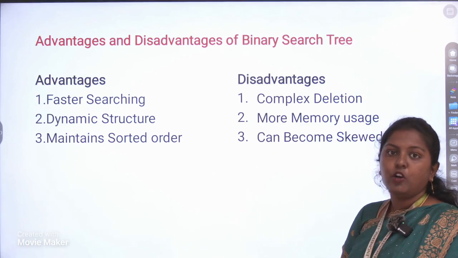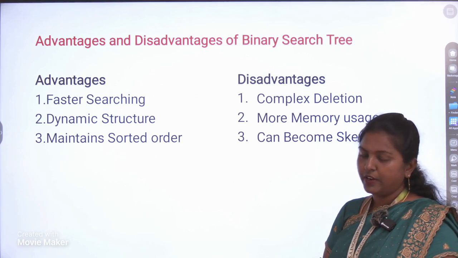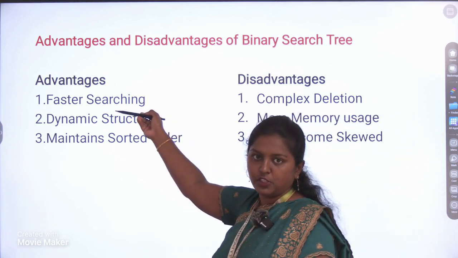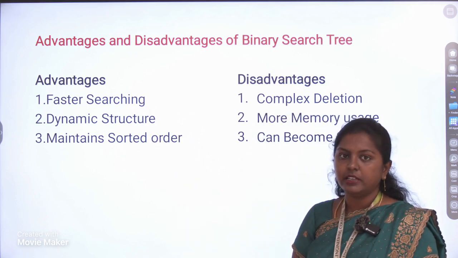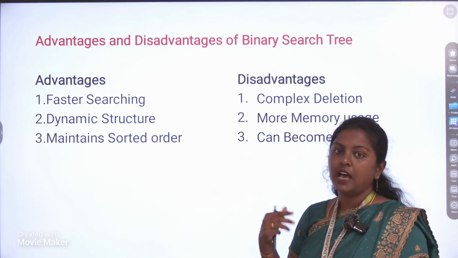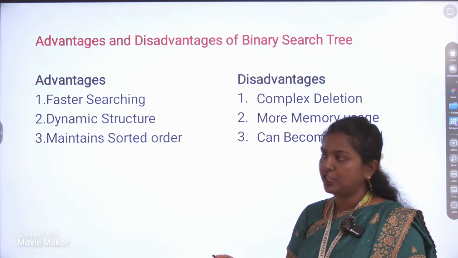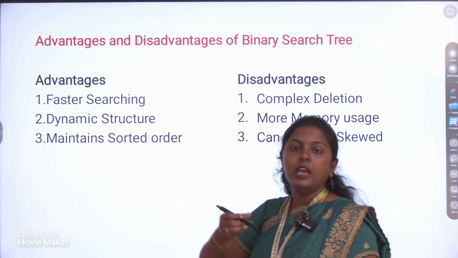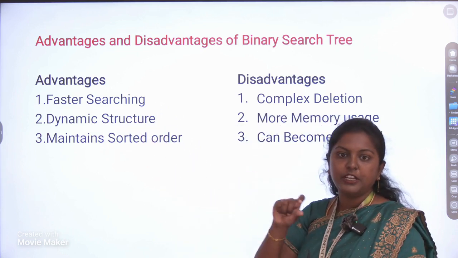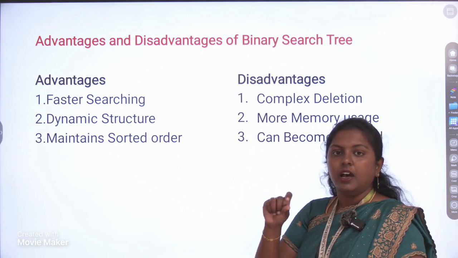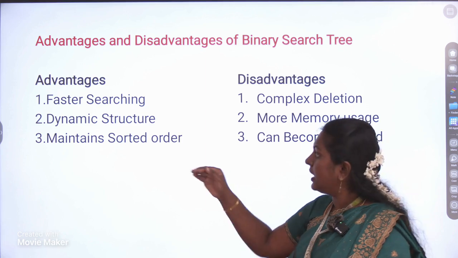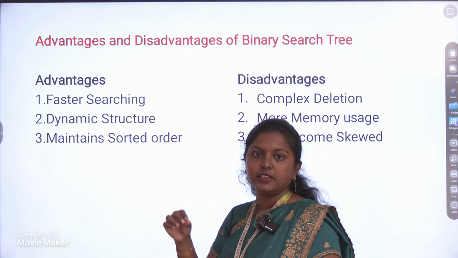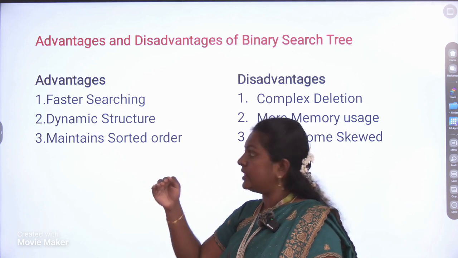Now coming on to the advantages and disadvantages of a binary search tree. In the advantages, it is faster at searching when compared to an array and linked list. A binary search tree has a higher rate of faster searching. And it is a dynamic structure. Initially we have to declare the size of the tree, but here it is not necessary, since it can grow and shrink. We do not necessarily have to enter the values first.